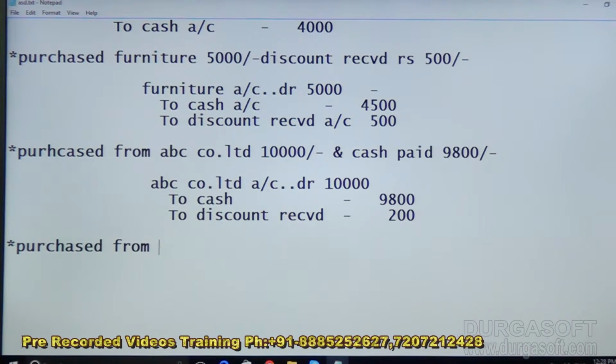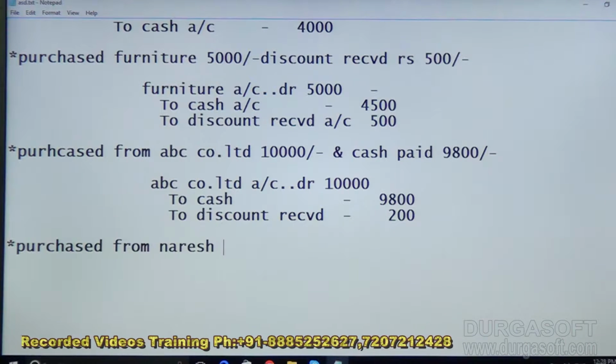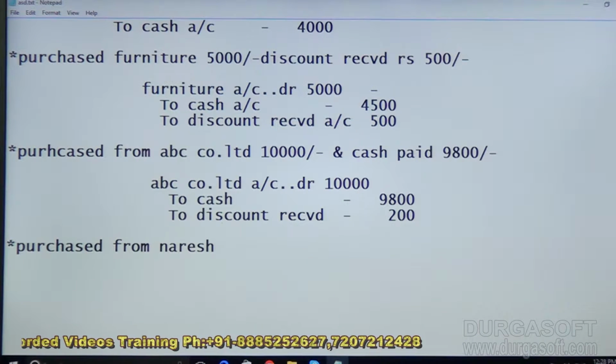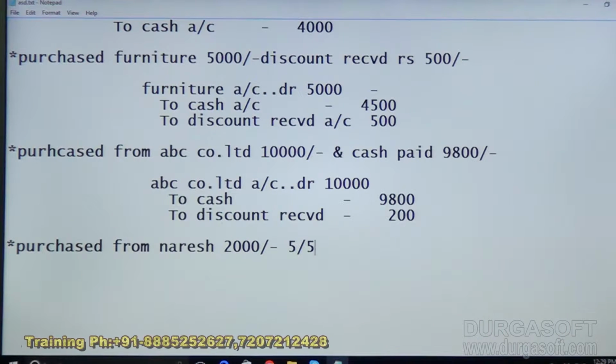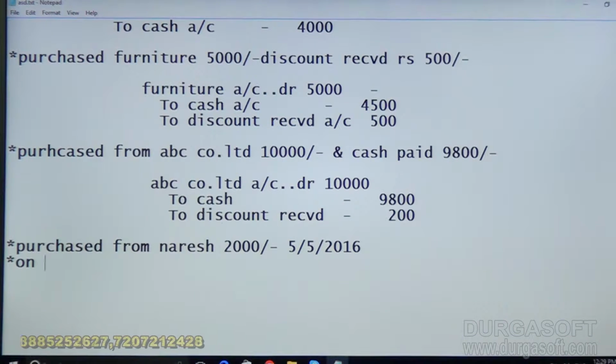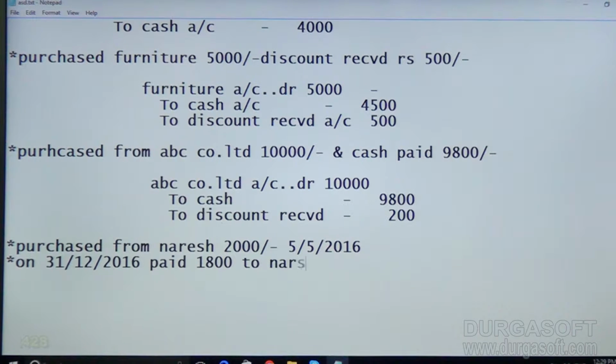Purchased from Naresh 2000 rupees. Something you have purchased on so and so date. For example, you have purchased on 5th March 2016, and next on 31st December 16 you have paid, from 2000 you have paid 1800 to Naresh.